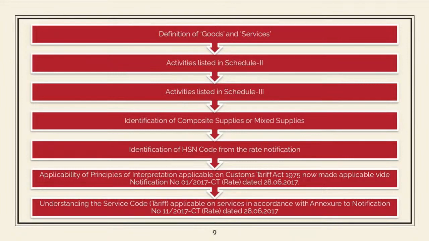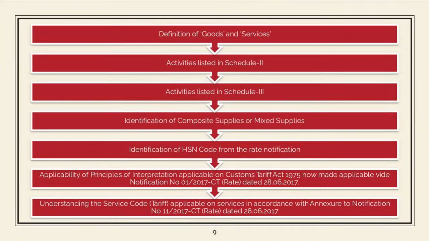The third one is activities listed in Schedule 3. When does an activity not amount to a supply? All these factors are very important when you classify something, because if you are providing any service which falls under Schedule 3, which is not even a supply, you don't need to see the classification as well, because if there is no supply, then there is obviously no way to collect the tax on it.